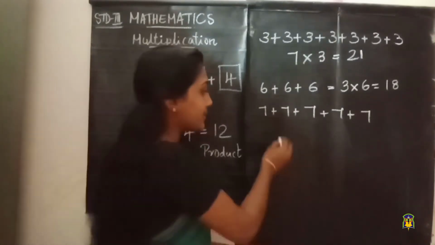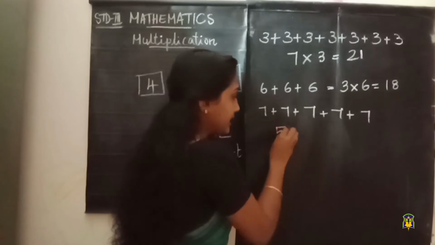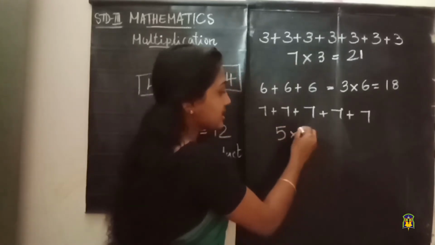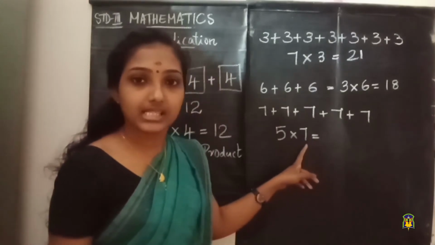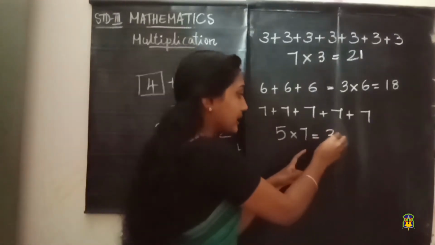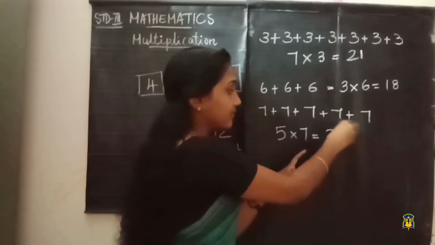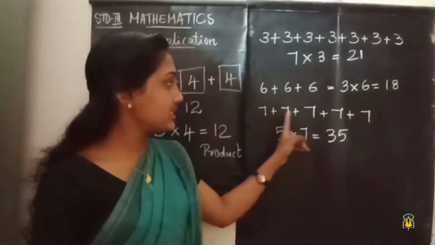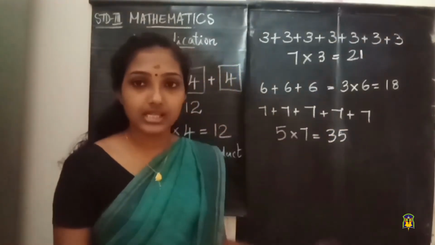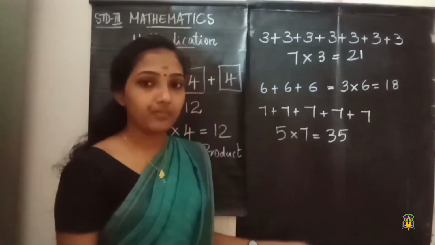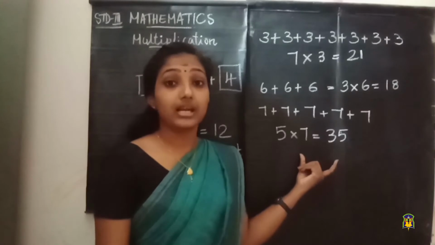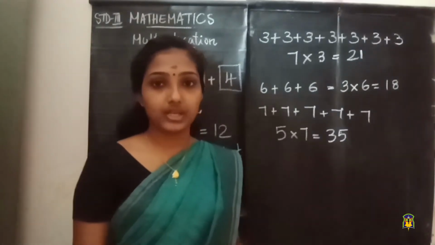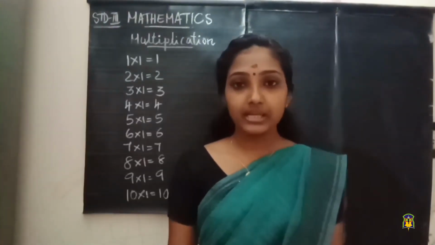So how can we represent it? 5 times 7 gives, what will be the answer? Adding 7, 5 times we get 35. So this is called multiplication. Repeated addition is called multiplication. So we studied what multiplication is.